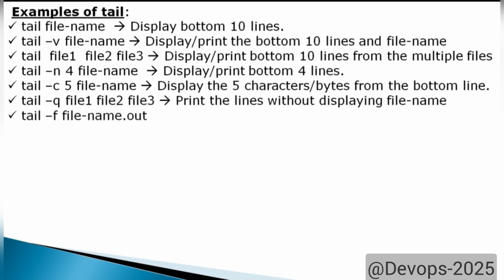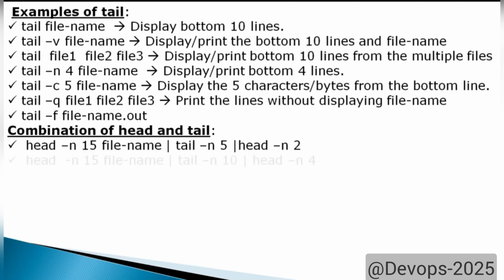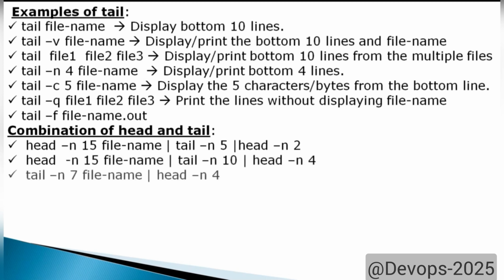There is one more requirement which we use frequently. If you run an application, the application output will keep filling with multiple lines continuously. At that time, if you want to display the latest lines, we can use tail -f. Here are some combination commands we can use with the help of a pipe. We'll discuss how that works.